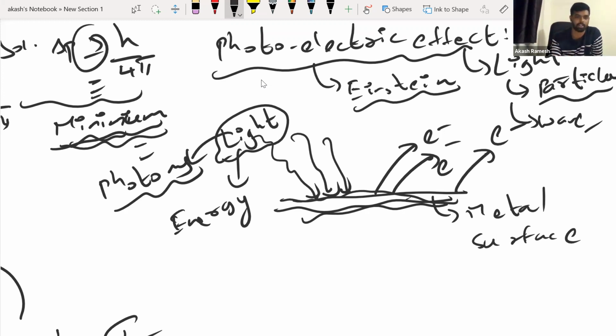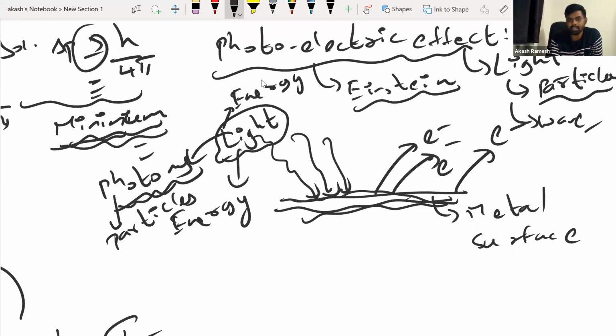Let me concentrate on this. So he said light is made up of particles called photons. If someone asks you what light is made up of, light is made up of photons. Very simple. Photons are similar to electrons, but they are capable of giving light. So light is made up of photons, and these are particles. Basically, this light will have some energy.